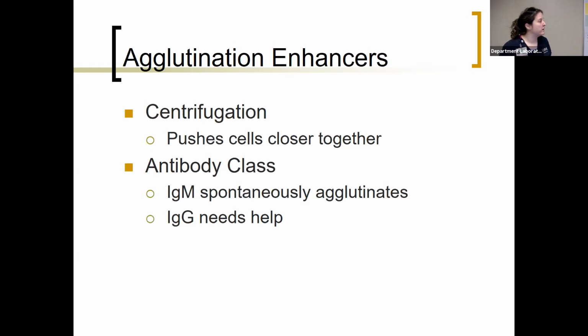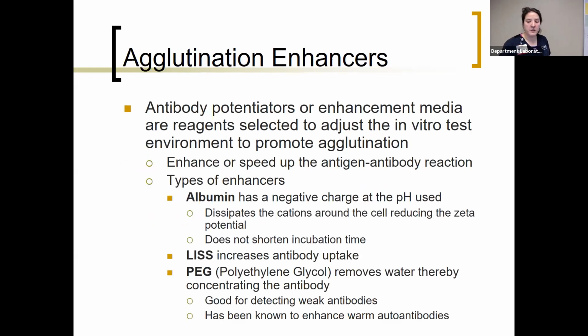And again, if you're dealing with an IgM, you'll typically have agglutination after initial spin centrifugation. With IgG, we usually have to encourage it. All right, so how can we encourage it? We talked about LISS, right? LISS will lower the ionic strength, all right? So it reduces that zeta potential, allowing for antibody uptake on the cell.